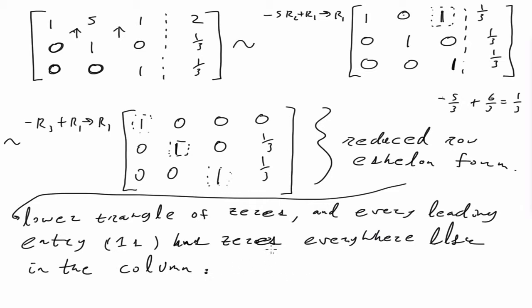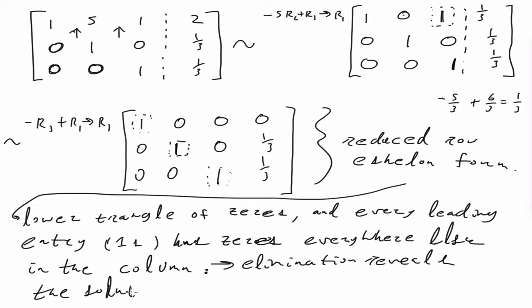All right, but what's important here is now we can clearly see, so elimination reveals the solution. Very simply, we can clearly see that x is equal to 0, y is equal to 1/3, and z is equal to 1/3. I can package all that up and say that is equal then to my solution set, which is just a single point. All right, so that's very nice.